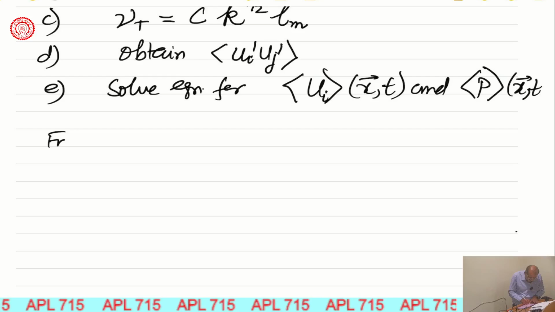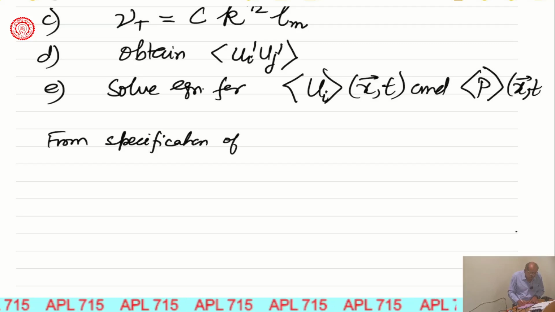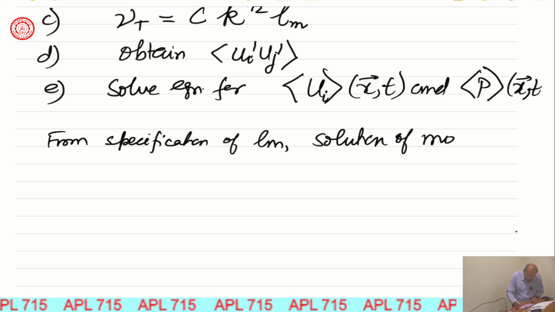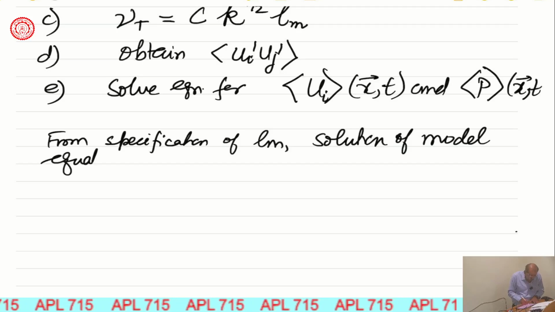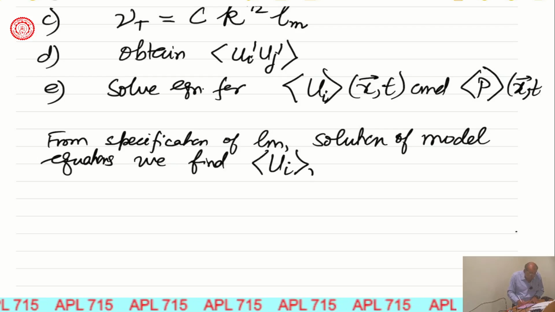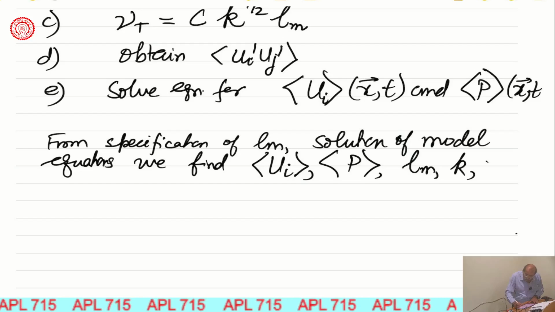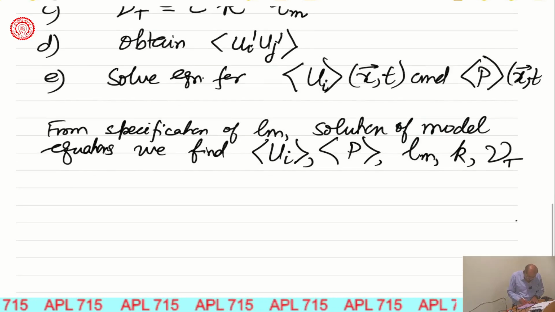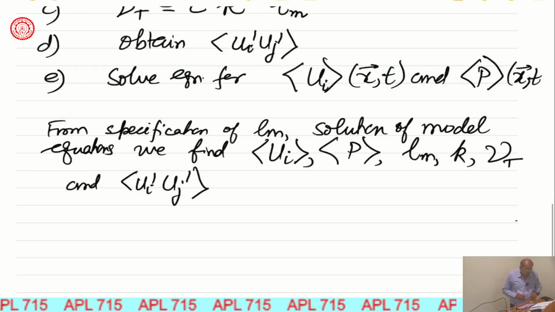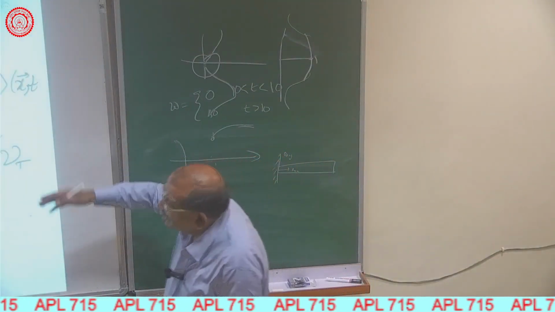Now here, if we look at it from specification of Lm and the solution of model equations, we find mean of ui, mean of p. Lm we have already specified, so we will get k, we will get nu-t, and hence we can finally also get ui prime, uj prime. But it is much easier said than done.